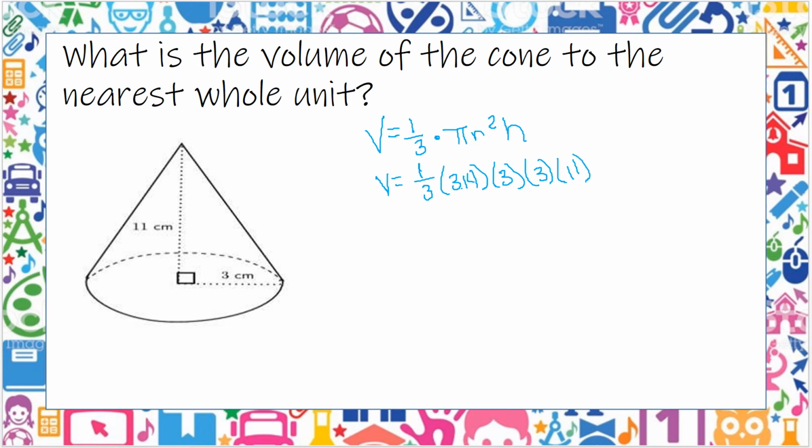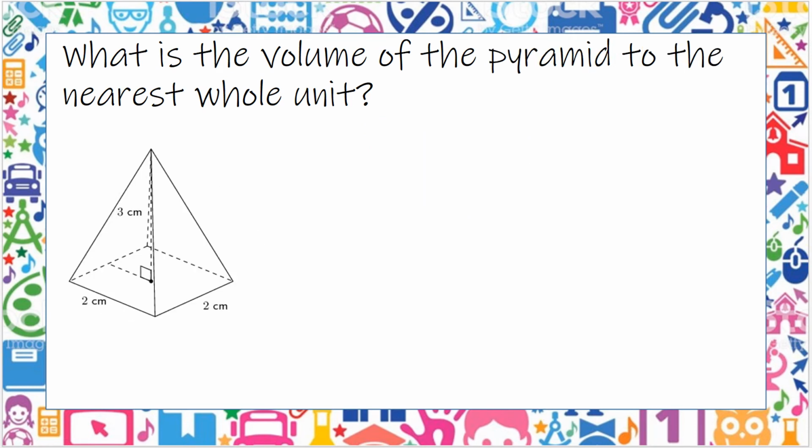1/3 times pi, 3.14, times the radius squared, 3 times 3, times the height. So 3.14 times 3 times 3 times 11. And you can either multiply by 1/3 or divide by 3. Both of those work and give you the exact same thing.